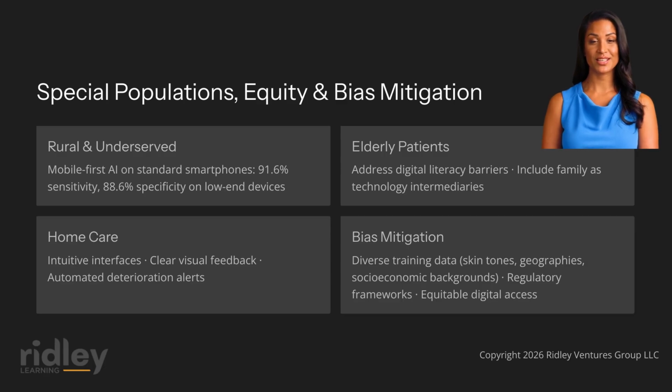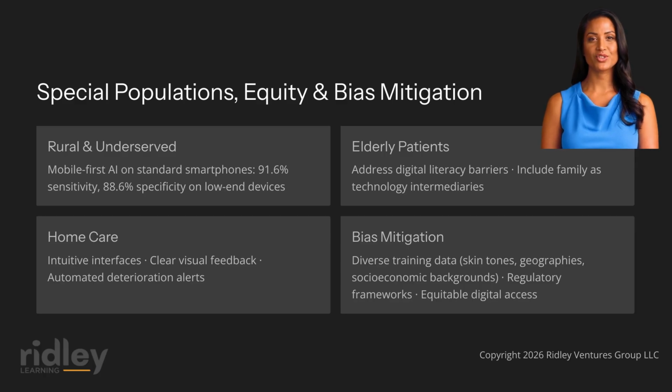For rural Canadian communities, healthcare staff expressed confidence that AI-driven digital wound care solutions were superior to current practices for improving wound assessment accuracy, while emphasizing the need for context-sensitive implementation strategies. For elderly patients, implementation must address digital literacy barriers and concerns about technology replacing human connection, with training provided in multiple formats and family members included as technology intermediaries. For home care patients, AI tools must compensate for caregiver inexperience through intuitive interfaces, clear visual feedback, and automated alerts for deteriorating wounds. However, significant health equity concerns persist.